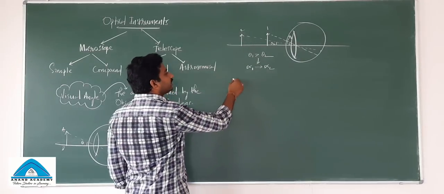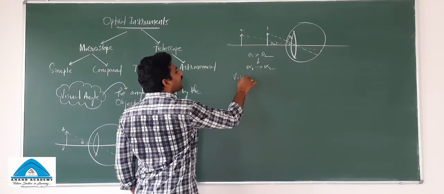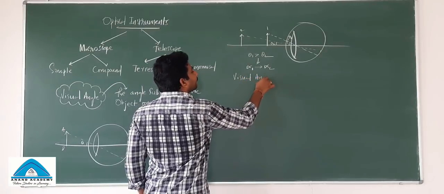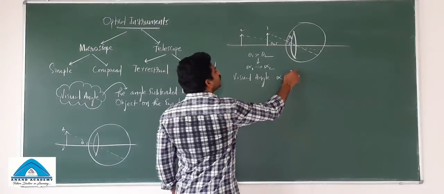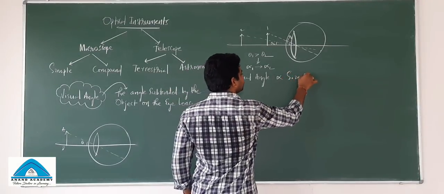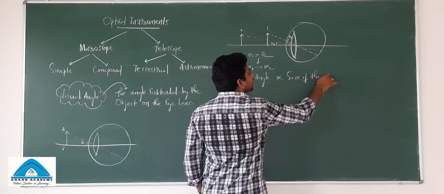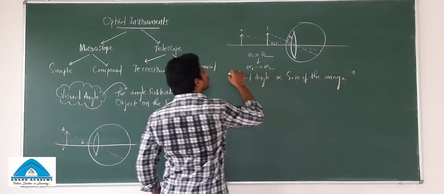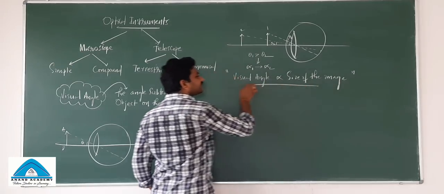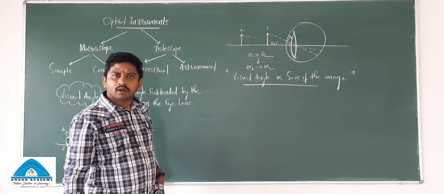So what you should understand is, visual angle is directly proportional to the size of the image. So how is it directly proportional to the size of the image? That is an interesting part.